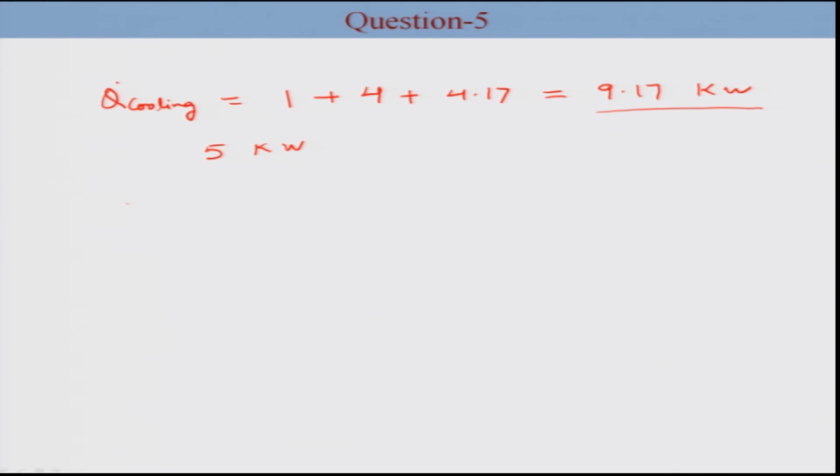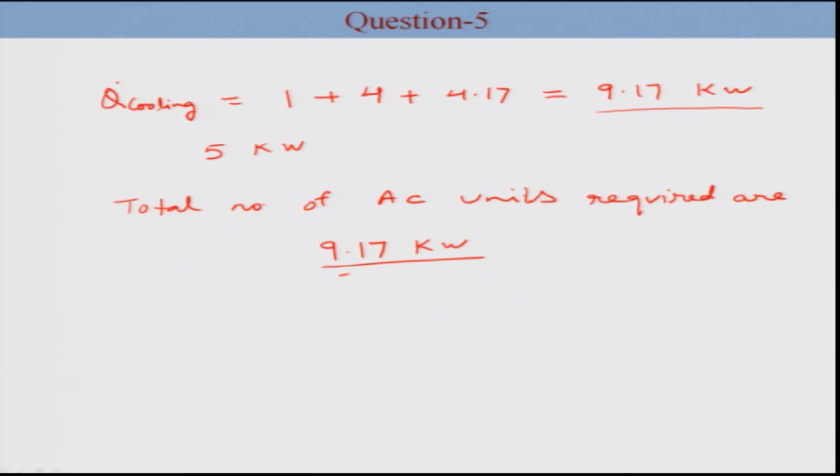So, total number of AC units required are total cooling load divided by the cooling capacity of 1 AC. This is equal to 1.83, and so approximately 2 AC units are required in the room.